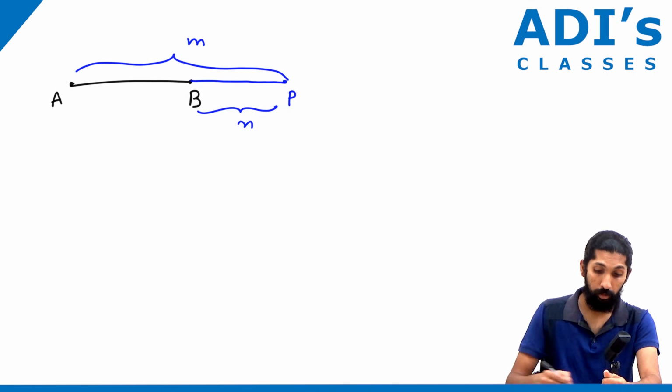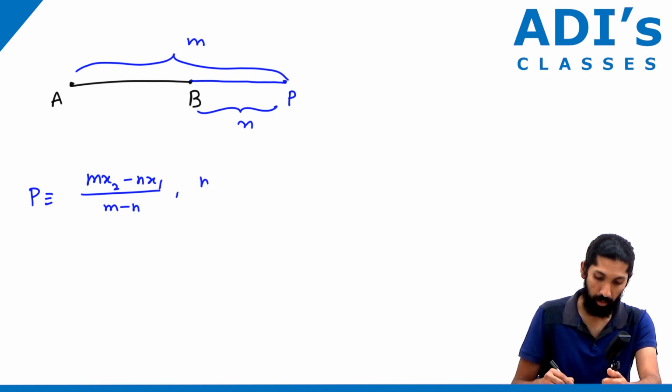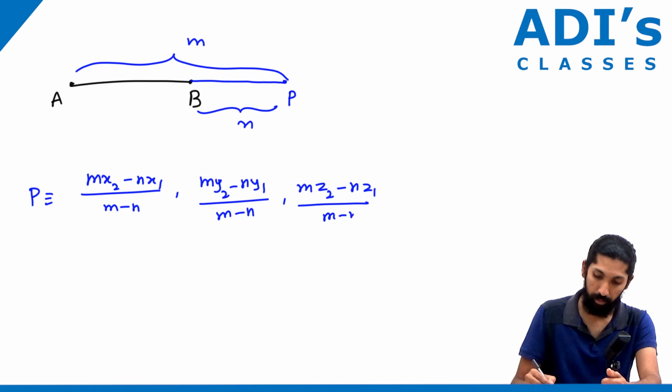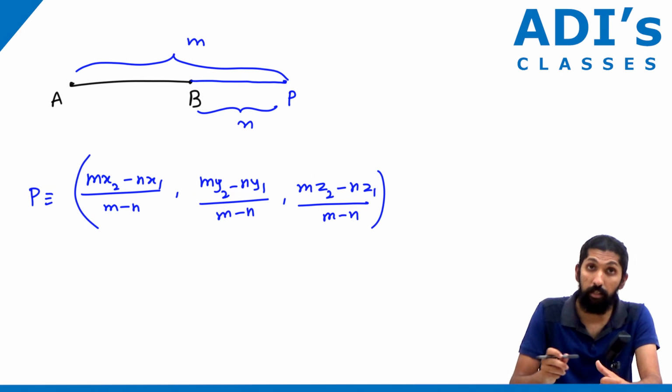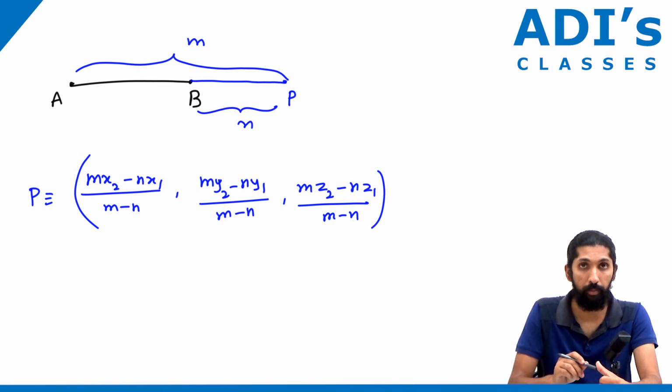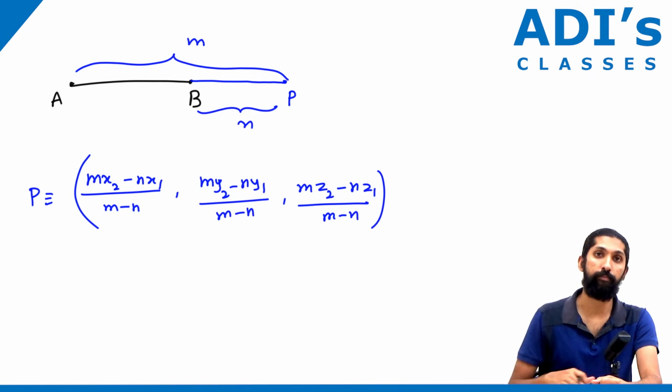Fair enough? Now, for the external point, the coordinates of P are the same thing, but (mx2 minus nx1) divided by (m minus n), then (my2 minus ny1) by (m minus n), (mz2 minus nz1) divided by (m minus n). So this is going to be the external point of division between point A and point B. Now the previous formula is the internal division. This is the external division.